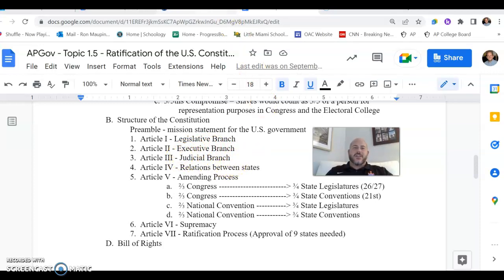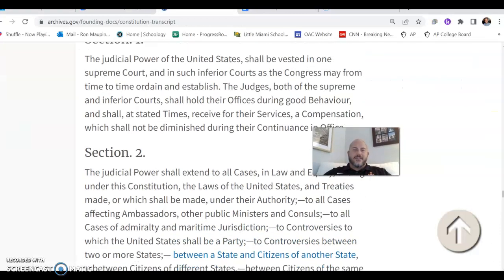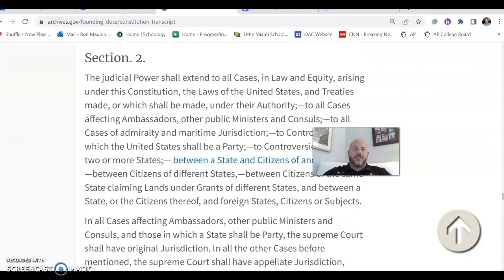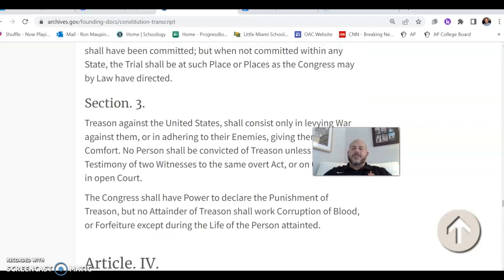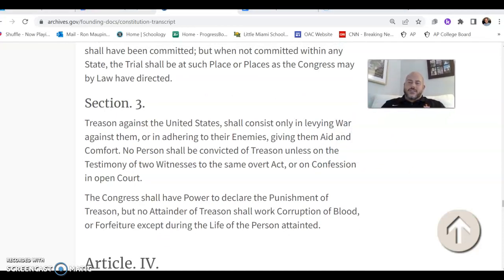The courts are almost an oversight. You can see here that there's not much for the courts. This is all of Article 3. That's it. That's all there is to it. So what's the reasoning behind that?